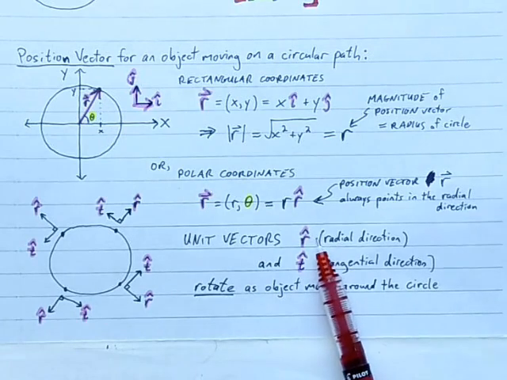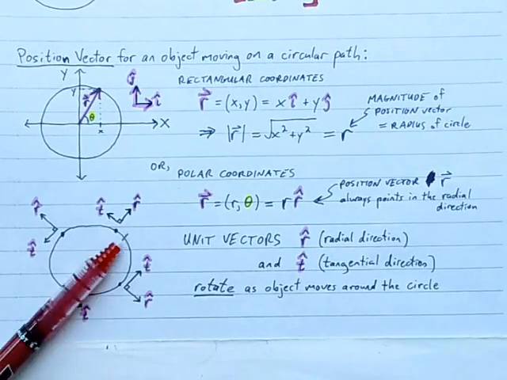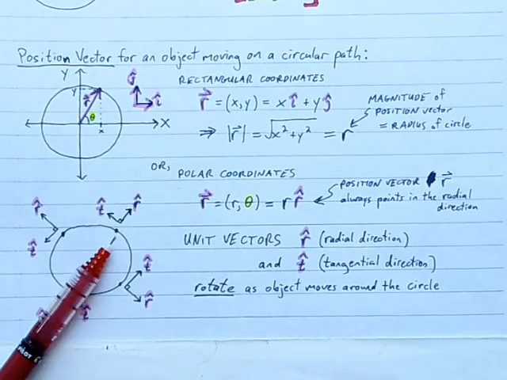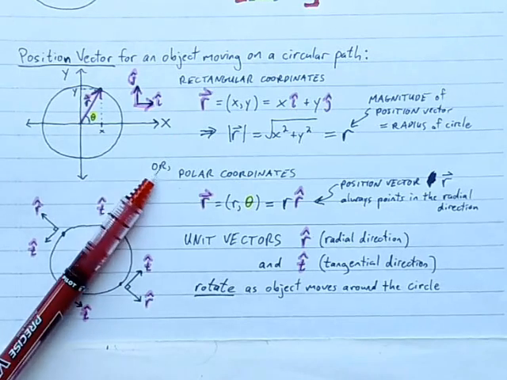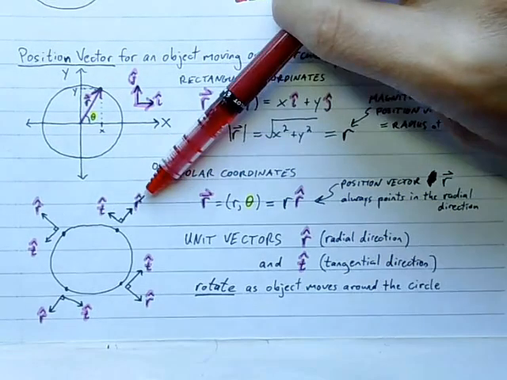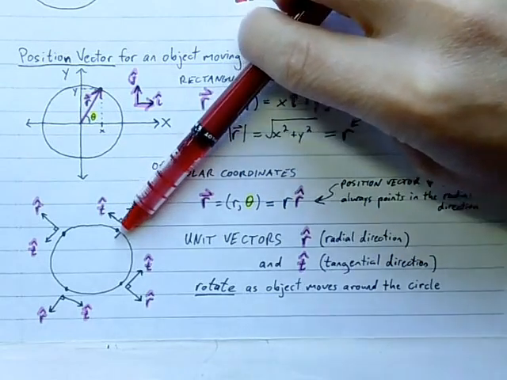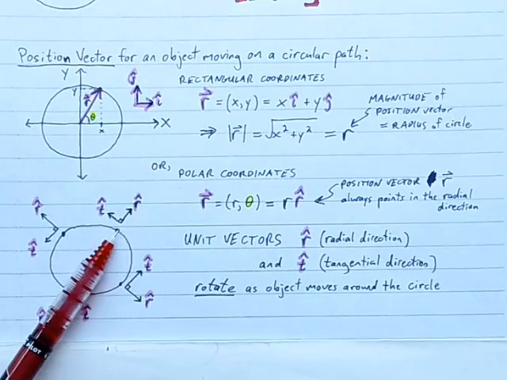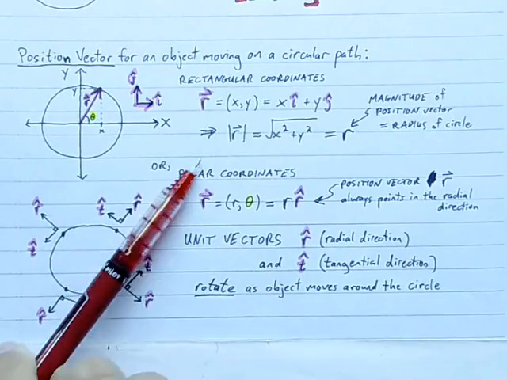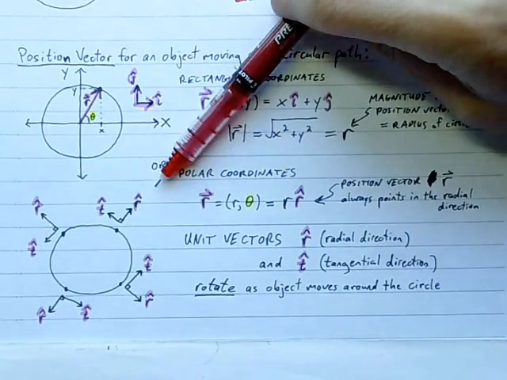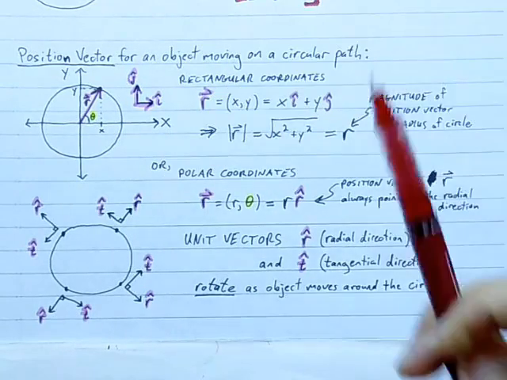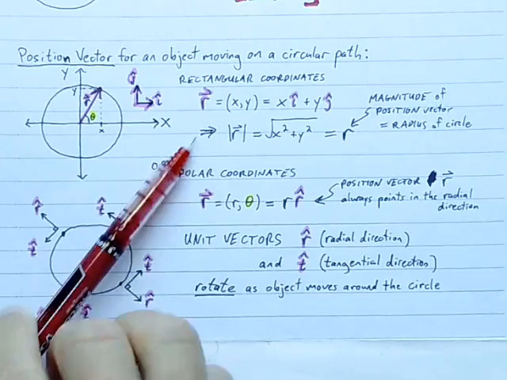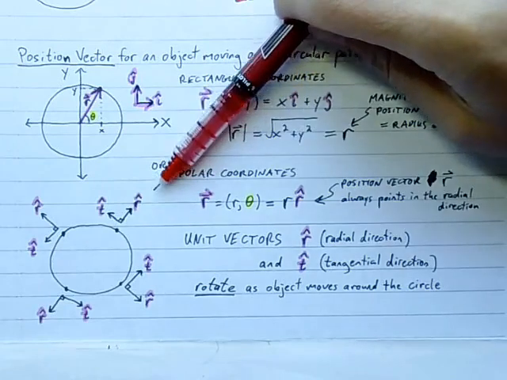R hat is a little unit vector pointing out from the center of the circle. Outwards means the radial direction, radially outwards. So out from the center is always positive radial direction. In towards the center is always the negative radial direction. We have other terms for these. Outward from the center is called centrifugal, and inward towards the center is centripetal. Centrifugal is outwards, and centripetal is inwards.